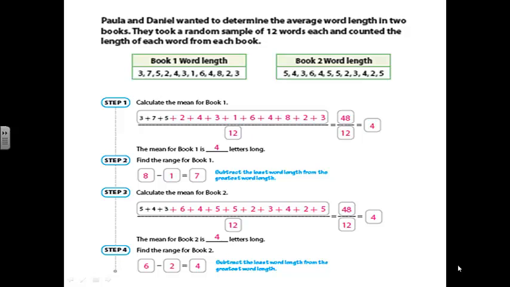So when we find the range for book 2, the range is going to be different than book 1. It's a smaller amount because we would subtract the least word length from the greatest word length, so that would be 6 minus 2. The longest word in book 2 was 6 letters. The shortest was 2, and when we do that, we get 4. And that's another way that you can make predictions and compare data that you want to present your findings on.